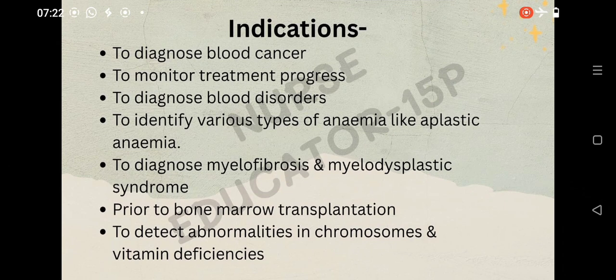To diagnose blood disorders such as leukopenia, thrombocytopenia. Then to identify various types of anemia like aplastic anemia. Aplastic anemia is a type of anemia where the bone marrow cannot produce enough blood cells, such as red blood cells, white blood cells, and platelets.